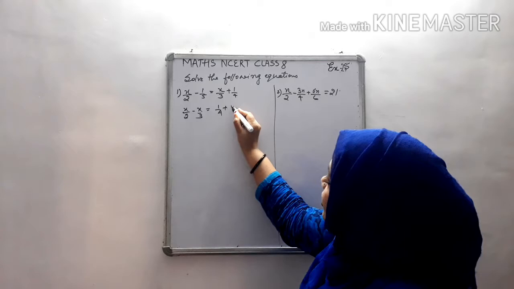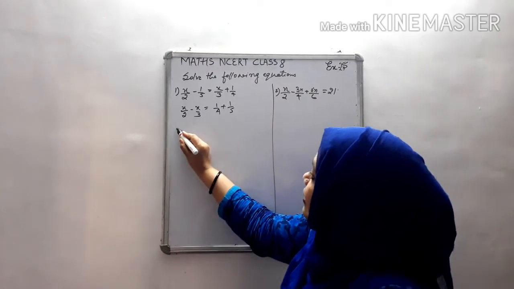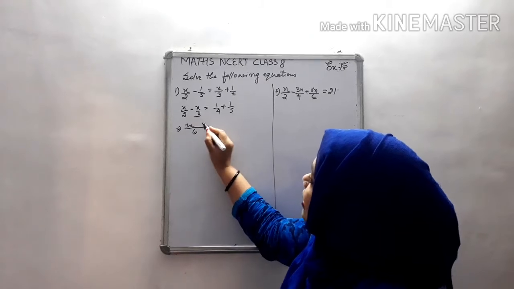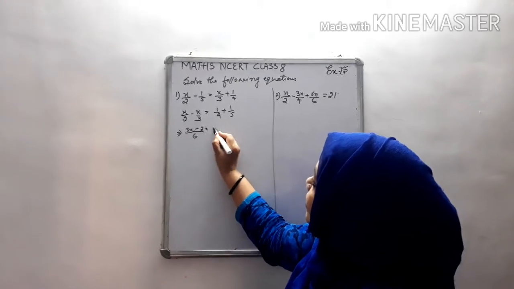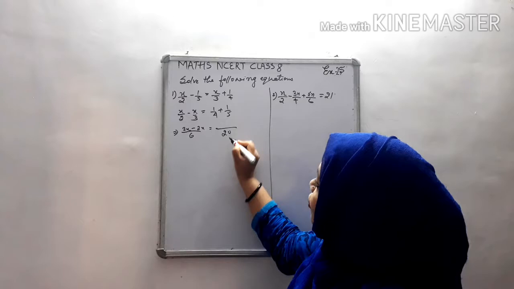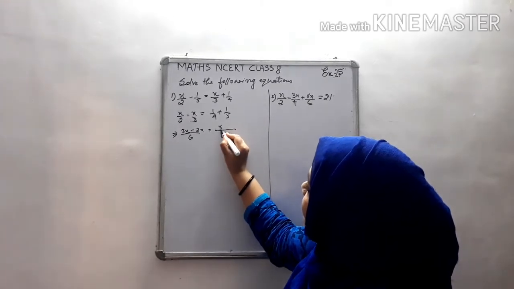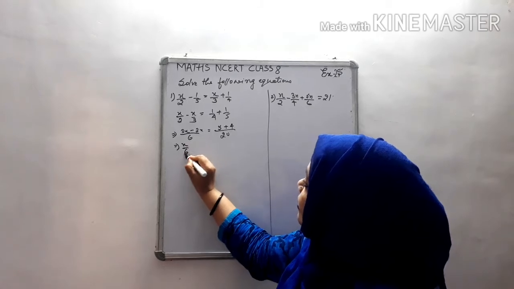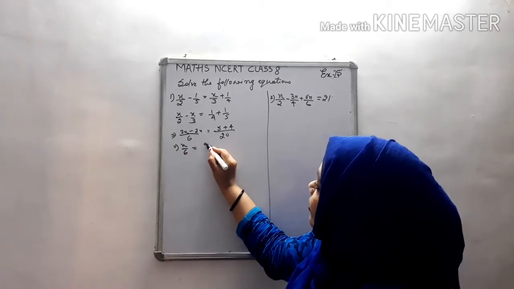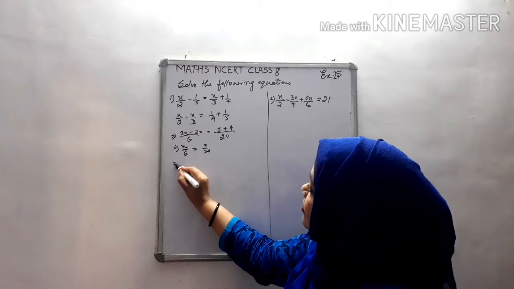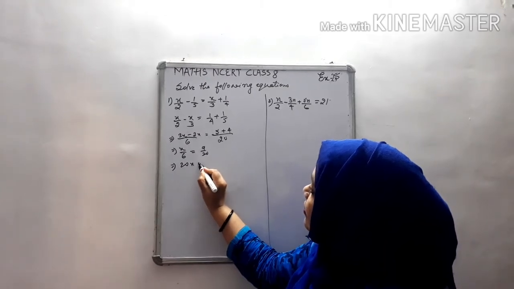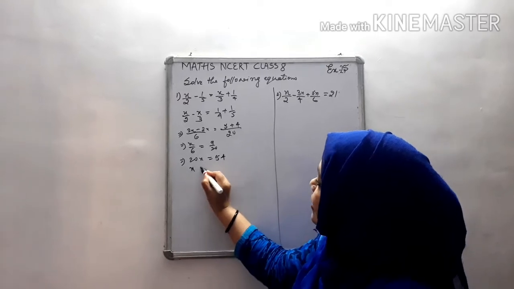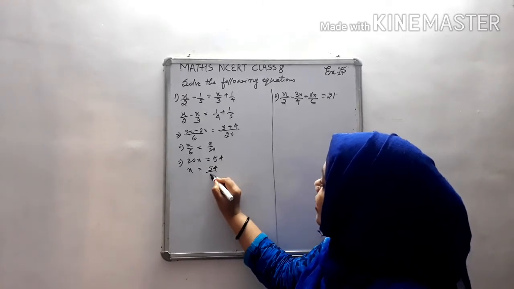It will come this side, then it will be 1 by 5. Take the LCM of 3 and 2, which is 6. 3x minus 2x is equal to 5 4s are 20, 4 5s are 20, 5 1s are 5, 5 4s are 20, 4 1s are 4. x by 6 is equal to 9 by 20. Now cross multiplication, 20x is equal to 9 6s are 54. Okay, or x is equal to 54 by 20.